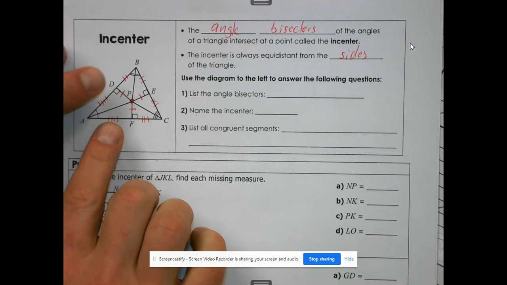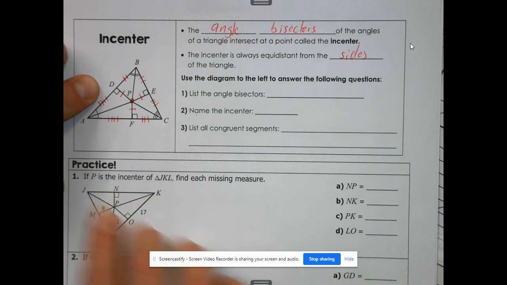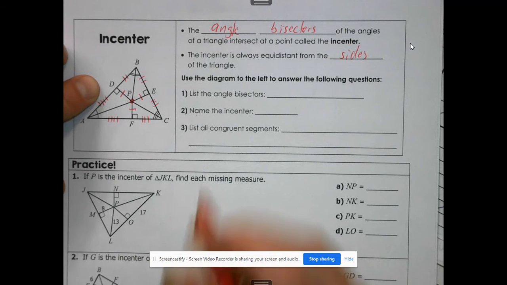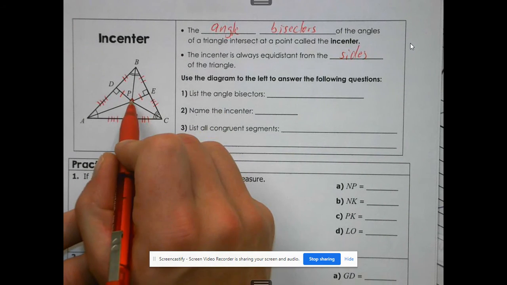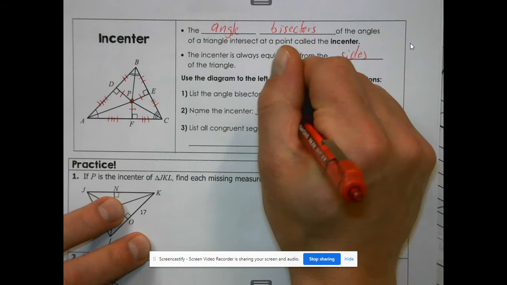So as long as you guys have your diagrams marked up pretty right here, I think we can fill in a lot of these pieces pretty quick over here. So first one, list the angle bisectors. Well, PB is one.